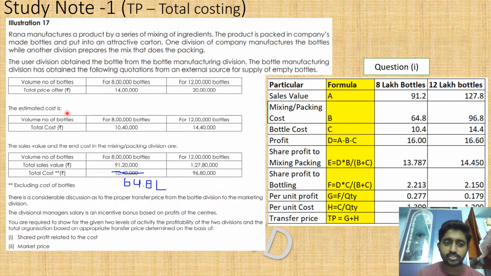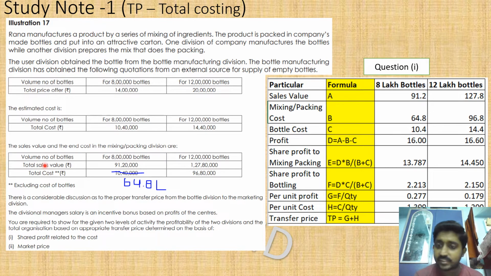Now the estimated cost. If the bottle manufacturing unit is making the bottle, there will be a cost incurred, and the cost includes the material cost, wages cost, all the variable costs put together and all the fixed costs put together, because it is a total costing problem. They have given the term total cost, so we have to take it in that sense itself. For 8 lakh bottles the cost is 10 lakh 40,000, and for 12 lakh bottles it is 14 lakh 40,000. So we have the cost on one side and the market price on the other. What are the other values given? The sale value and the end cost of the mixing and packing divisions are as follows.